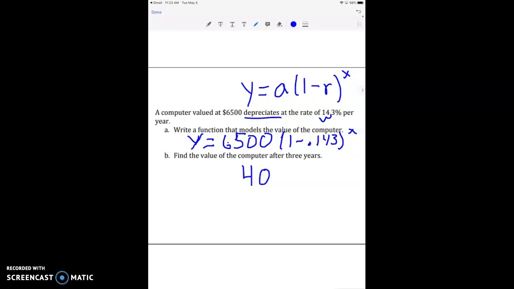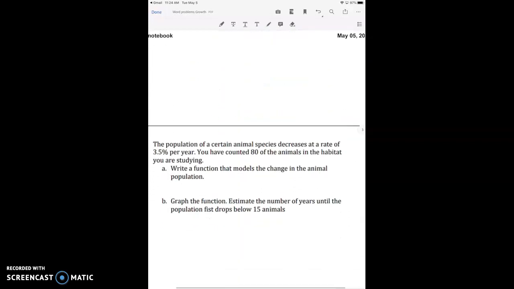4,091.25. Since this is money, we're talking about cost, we would only go out to the hundredths place. We don't go any farther than that. So there's your first one. Again, it's a decay problem here, so pay attention to what keywords you have, and depreciates would be your keyword in this case. So go down to the next one.